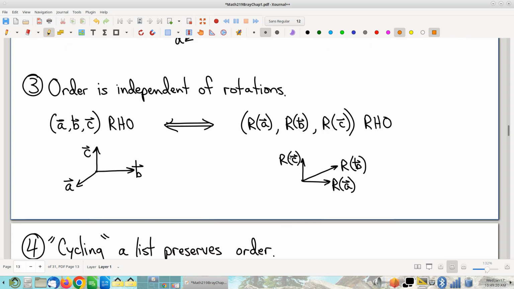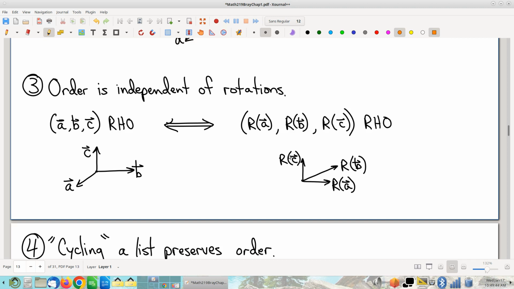Let's see here. Order is independent of rotations. This is another hand-waving proof. ABC is right-hand order. And if I were to rotate all of these vectors, this is still my right hand. Right? So, yeah, of course, right? Independent of rotation, just like clockwise, counterclockwise.